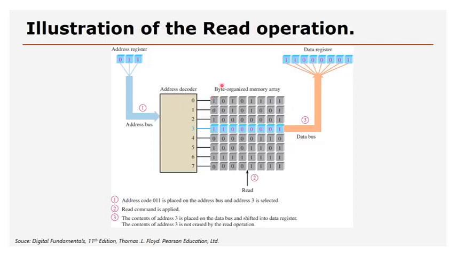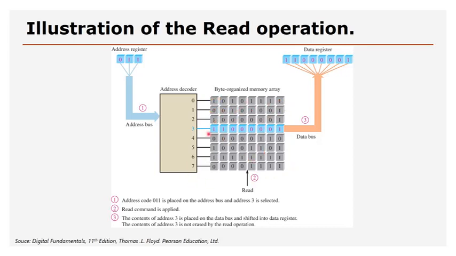Now this slide is demonstrating a read operation. This could be from a RAM device or a ROM device, either one. As you can see, this is just a representation, and it uses 3 address lines, from A0 to A2. With 3 address lines, there are basically 8 different positions, 8 different registers where data can be stored.